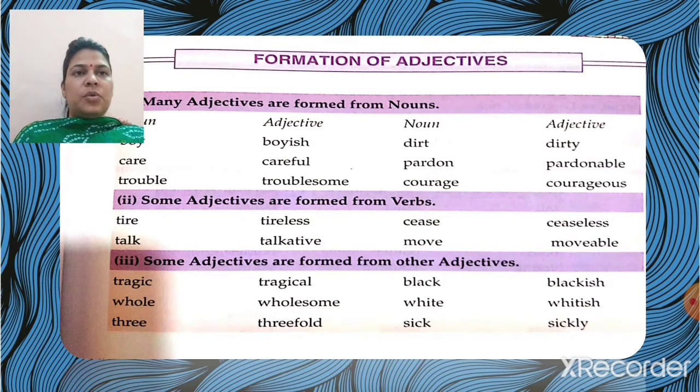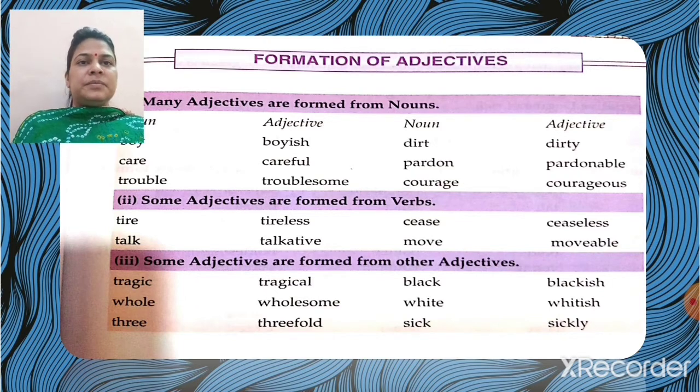Now remember one more thing, students. We can form adjectives from nouns, verbs, or even one adjective can be formed from other adjectives. Even in Hindi, you would have seen one form is changed into the other. So, let us see the first one, how many adjectives are formed from nouns. For example, boy is a noun. But to make the quality, we add ish and form boyish.